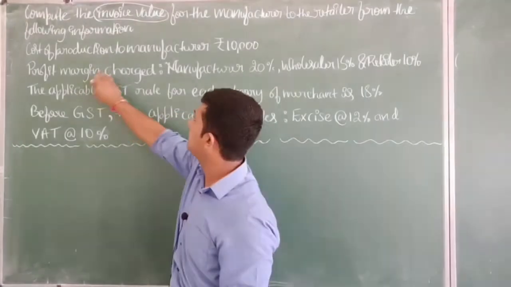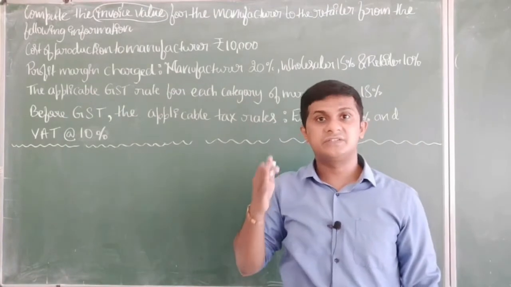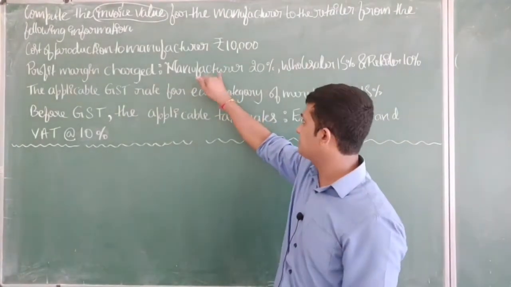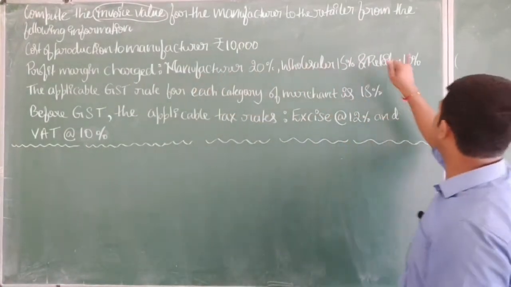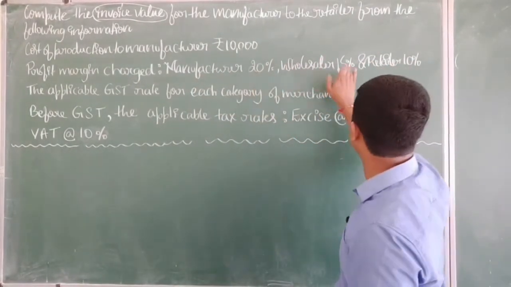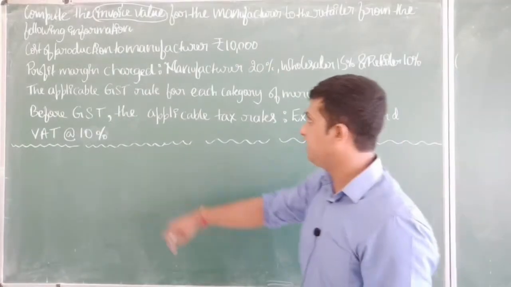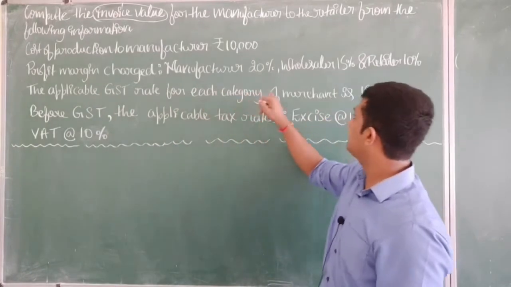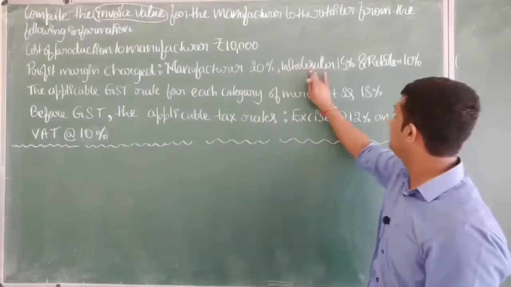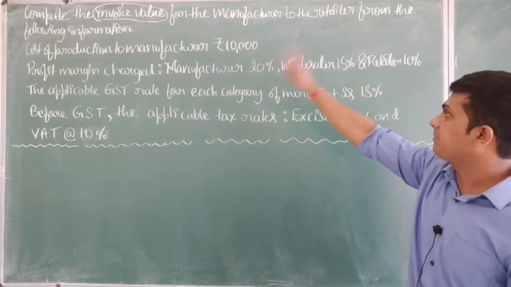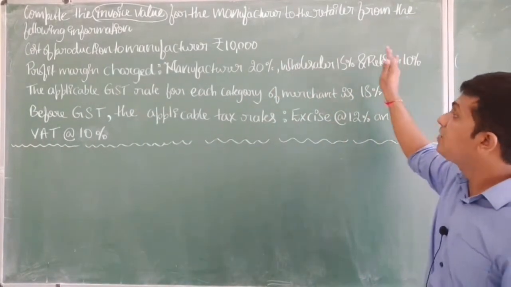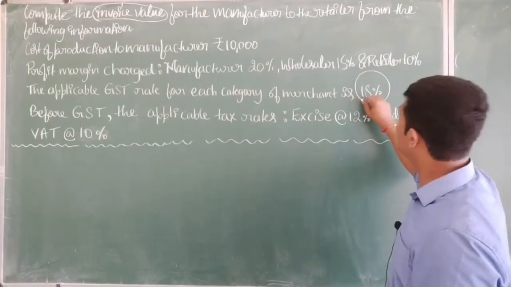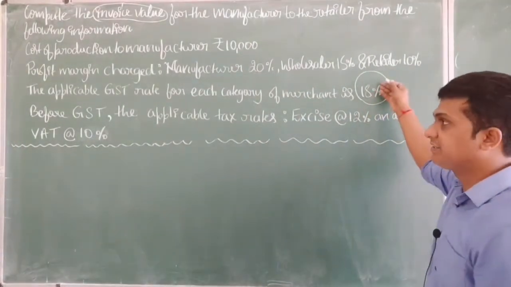Then they have given the profit margin charged by each individual, I would say manufacturer, wholesaler and retailer. That is given here as 20, 15 and 10% respectively. And then they have given the applicable GST rate for each category of merchant, that is manufacturer, wholesaler and retailer. For them, the rate of GST applicable is given here, which is 18%. So this is when GST is introduced.